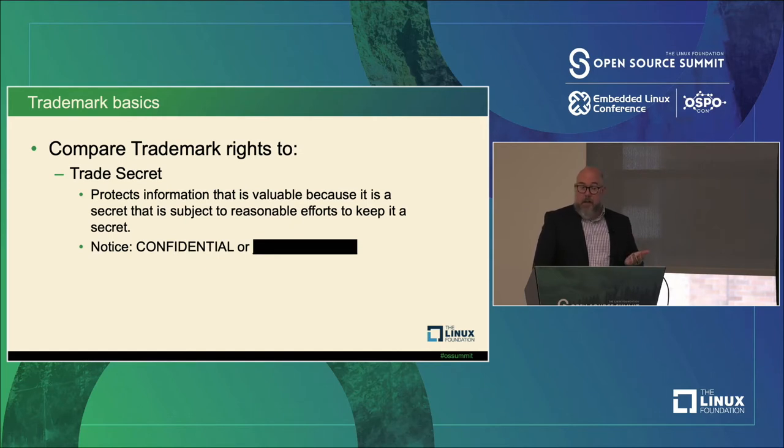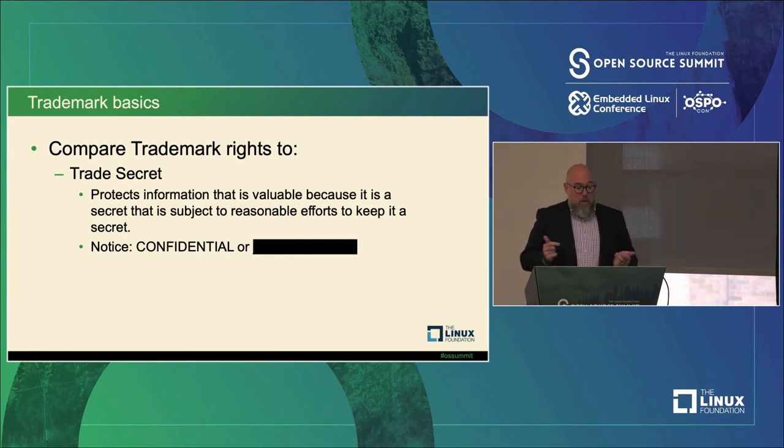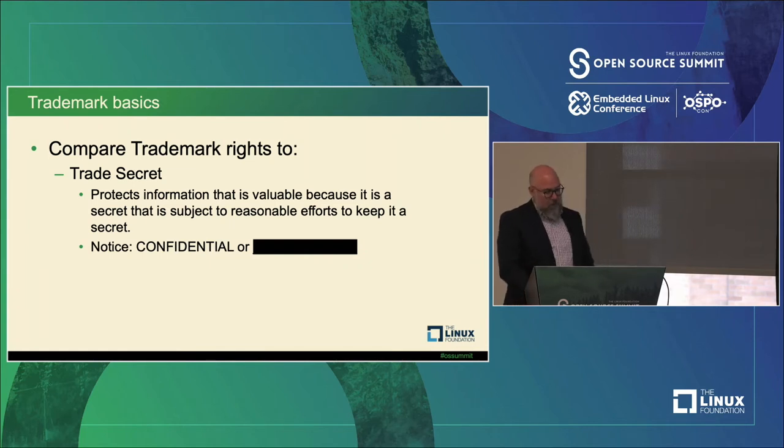All right, just a little bit of time on the last type of IP. Compare trademark rights to trade secrets. Trade secrets are something that's valuable because it is a secret and is subject to reasonable efforts to keep it a secret. So how do you know if something is a trade secret? Well, by its nature, you probably don't know about it. If they're doing it right, you're not even going to know that it's there. That's trade secret protection. Or somebody may share their trade secret with you, but it's under the terms of a non-disclosure agreement that's very specific about the secret being shared, or it's marked confidential, and you've agreed to keep it a secret, or something is there, but it's blacked out, and they're not sharing that particular nugget with you. So that's trade secrets.